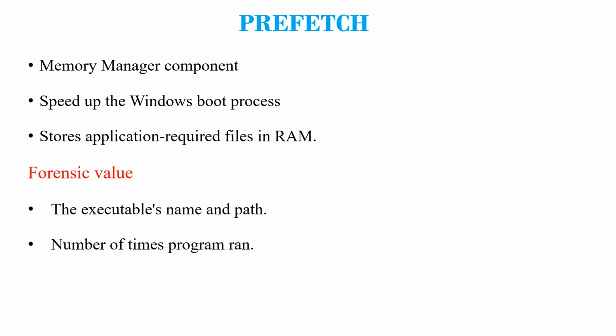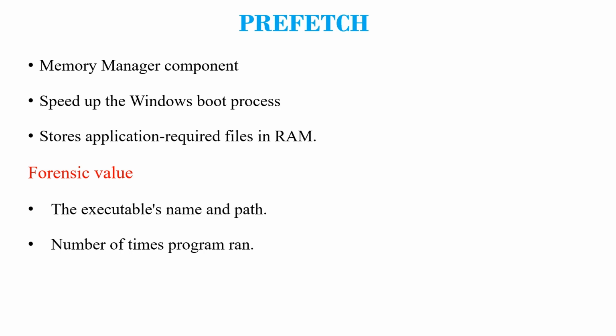The next artifact is prefetch files. A prefetch file is a memory manager component that speeds up the Windows boot process and stores the files required by the application in RAM. Basically, a prefetch file is created when you open an application on the Windows system. It is a Windows feature which speeds up the boot process and reduces the time taken by programs to start. This is achieved by storing the files required by the application in RAM whenever the application is started. So prefetch files allow us to open the most used applications faster.